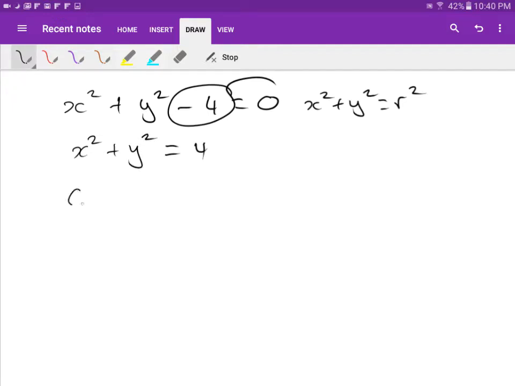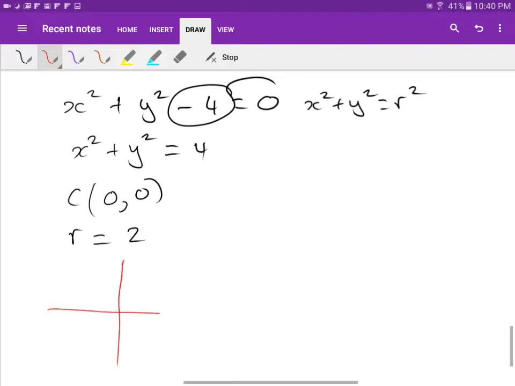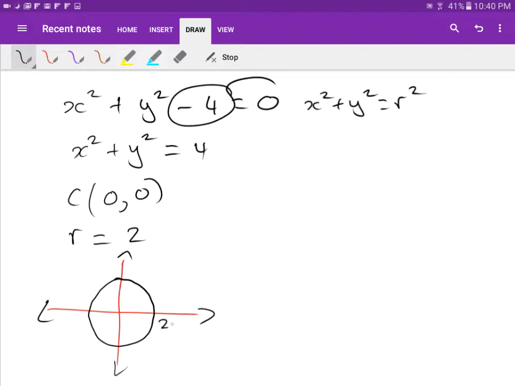The center is still 0, 0, and r squared is 4, so r must be 2. Now if I were to sketch this, the circle will be exactly the same as the last two I just did. Let me quickly draw this. So this is 2, negative 2, negative 2, 2.